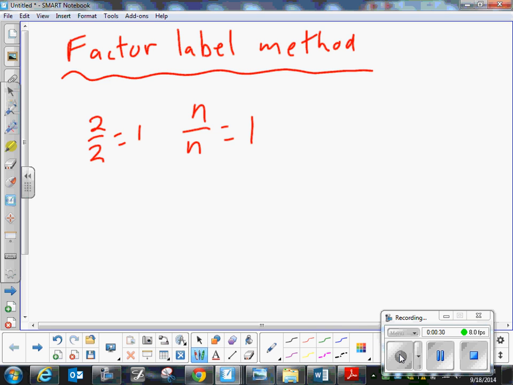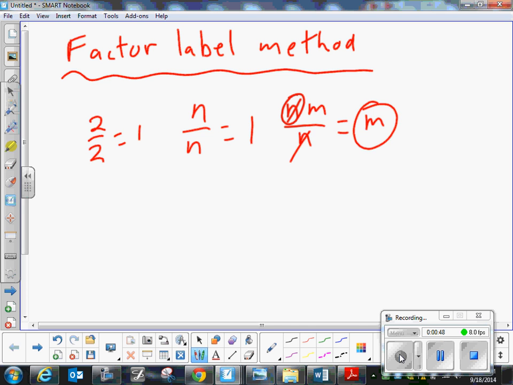What if we had nm divided by n? That actually equals m, right? Because the whole thing is these cancel out. So we're left with something less than what we started with as far as the label. We're factoring out the label.